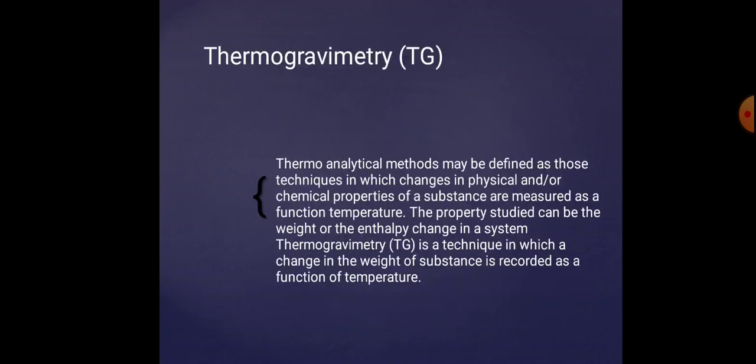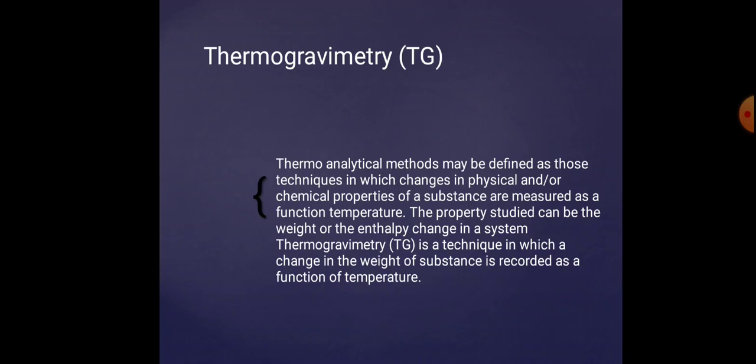So what is meant by thermogravimetry? Thermogravimetry contains two different words: first is thermo and second is gravimetry. Thermo means it is related to temperature, and gravimetry is related to the weight of a substance. So when the weight is affected by temperature, or what is the effect of temperature on the weight of a substance being analyzed, then it is considered as thermogravimetry, in short TG.